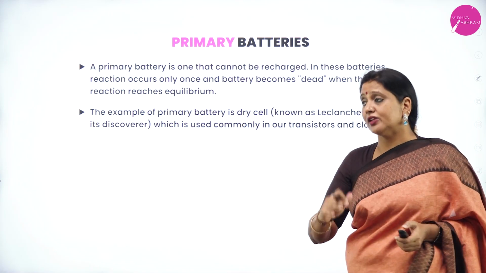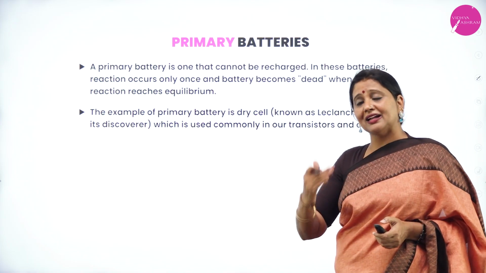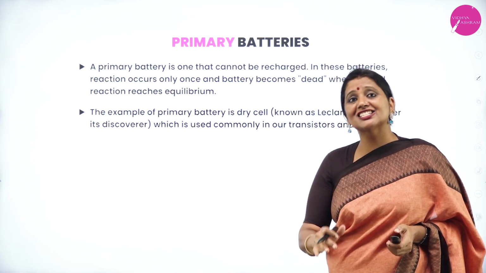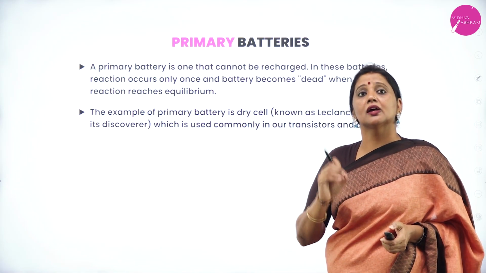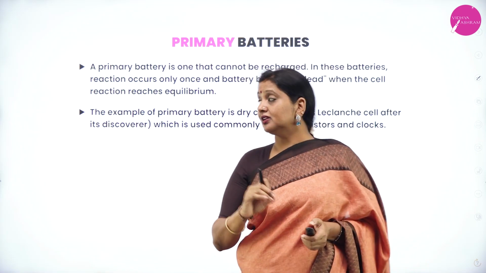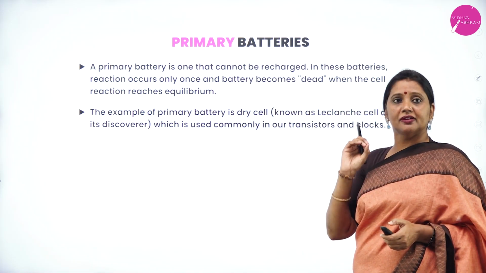Once it is used once, the battery becomes dead and we can't use it further, so we can't charge it. Such batteries are called what? Primary batteries. What are primary batteries? A primary battery is one that cannot be recharged.